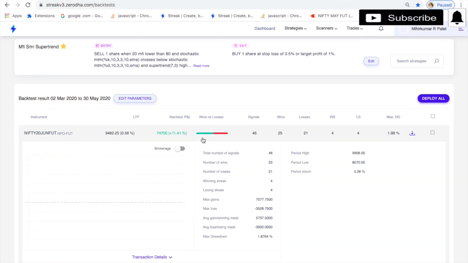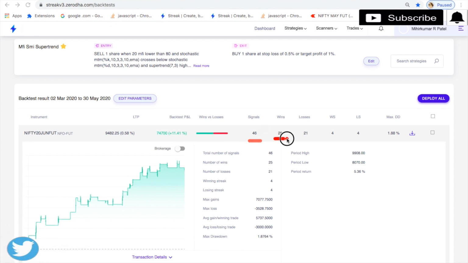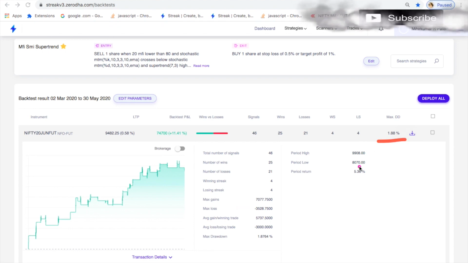So you can see a total of 46 signals are generated. Out of 46, 25 win, 21 loss. So accuracy is around 55%. Winning streak 4, losing streak 4. Maximum gain per lot is 7000. Maximum loss is minus 3528, and maximum drawdown is 1.88%.